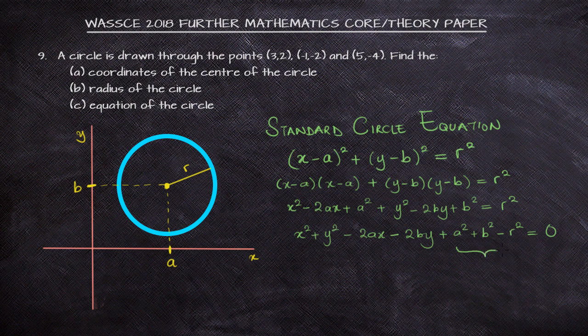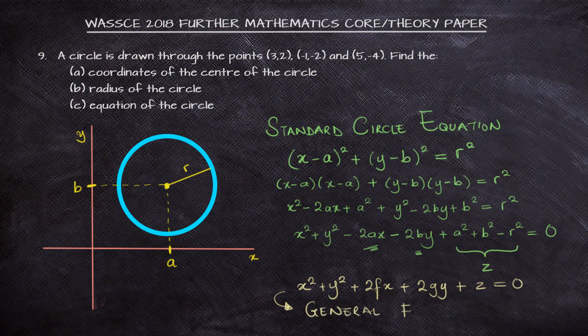So if we take the constants a squared, b squared, and r squared and denote them as z, and instead of using minus 2a and minus 2b, if we revert that, we can find another format of the circle equation, which many times we also find useful, and that is given as x squared plus y squared plus 2fx plus 2gy. Now, instead of all this a squared plus b squared minus r squared, we have plus z is equal to 0. This is noted as the general form of the circle equation.